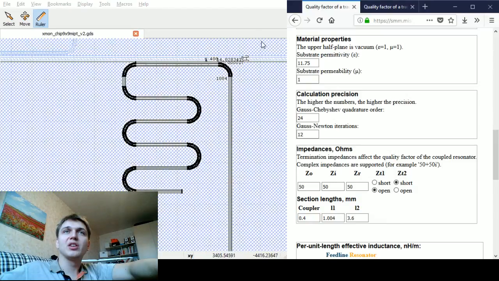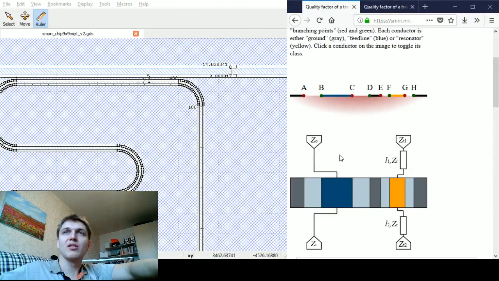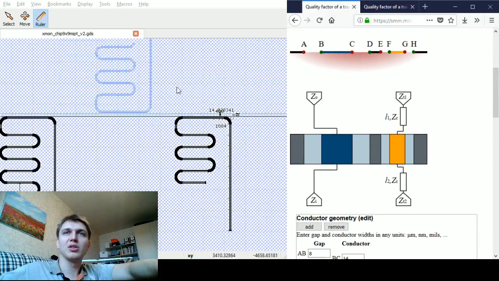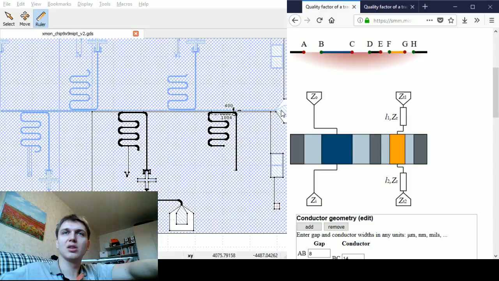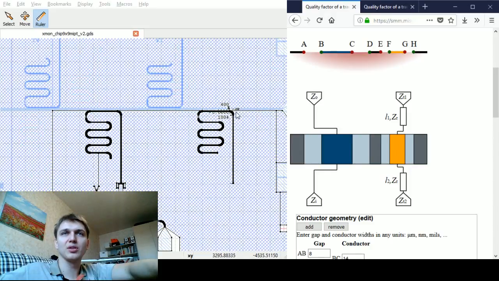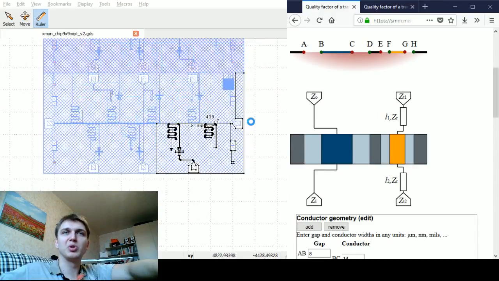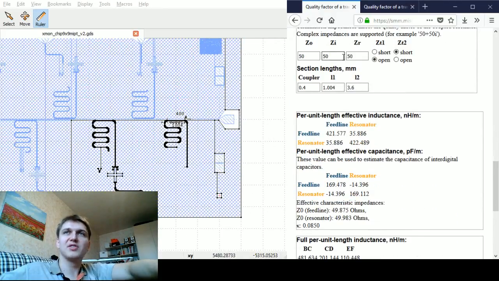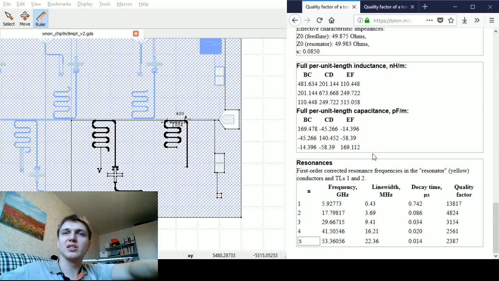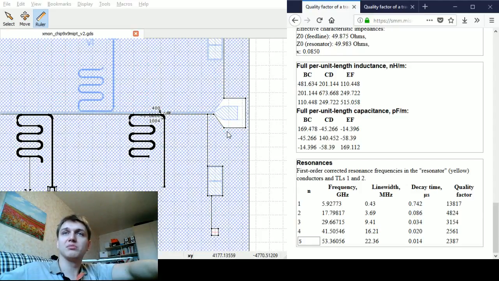We can write down the impedances of the input and the output port. This is the output port because it's on the right side of the coupler, so this is ZT1. And this makes that port the input port. We write down the impedance as 50 ohms. Then we get the resonance frequency here, which is approximately 6 gigahertz, as we thought. And then we have the line width, which is 0.43 megahertz, and the quality factor of about 30,000. Okay, so this is it.